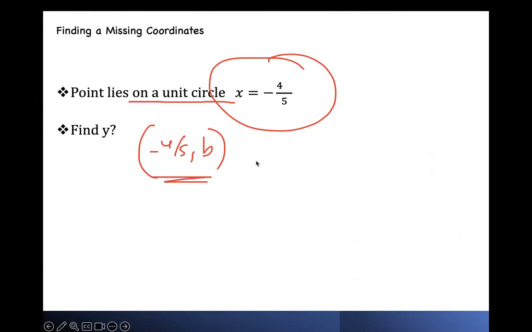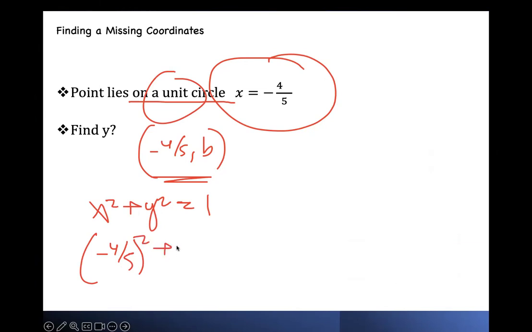There are two ways of doing it. I said unit circle. That means it satisfies x squared plus y squared is equal to 1. Our x is what? Minus 4 over 5 squared plus y squared, we don't know, is equal to 1. If you solve it, y is equal to what? Minus 3 over 5. And this is our y coordinate. Our reference value will determine whether we're going to have negative or positive.